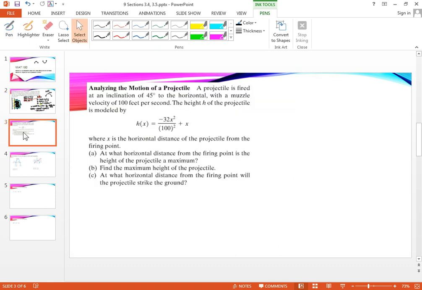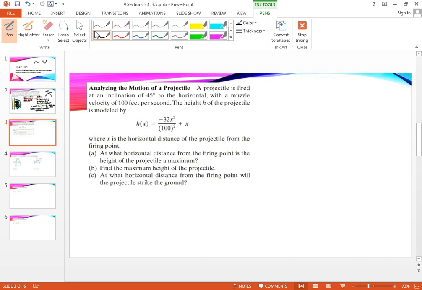This one's a little bit different because it feeds you through each of the steps, but I did want to show it to you just because of the way it's presented. So we're talking about a projectile, because that's what they like to talk about. They're going to fire it into the air, and it's going to have its height modeled by this particular function, where x is the horizontal distance of the projectile from the firing point.